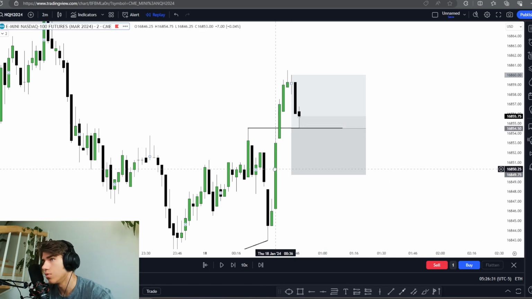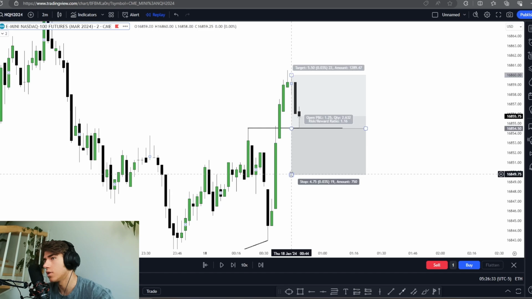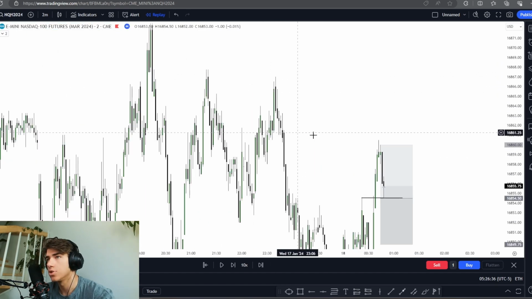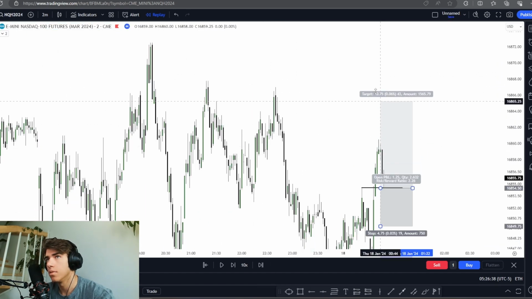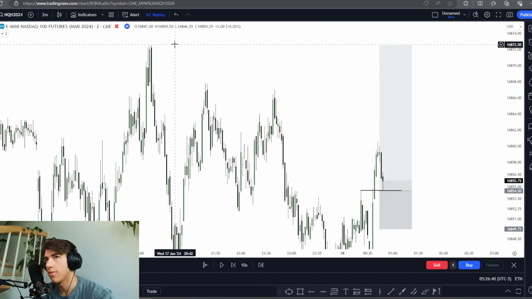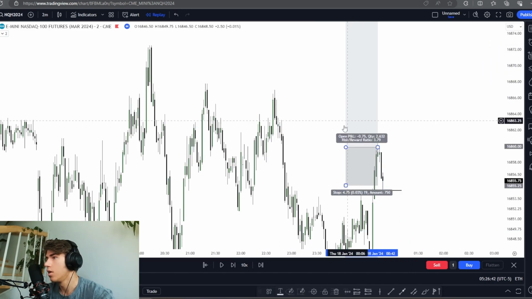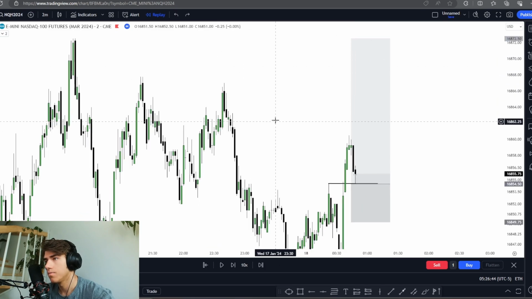And then you can use the conditional encroachment of this gap as your stop loss, and then target the low resistance liquidity sitting here, right? We have equal highs here, here, and here. So a lot of buy side liquidity there.